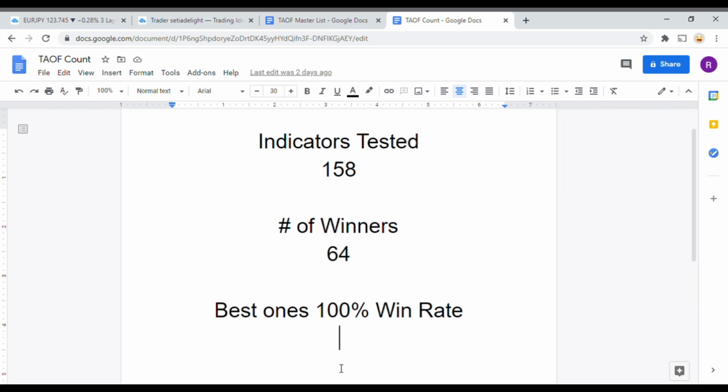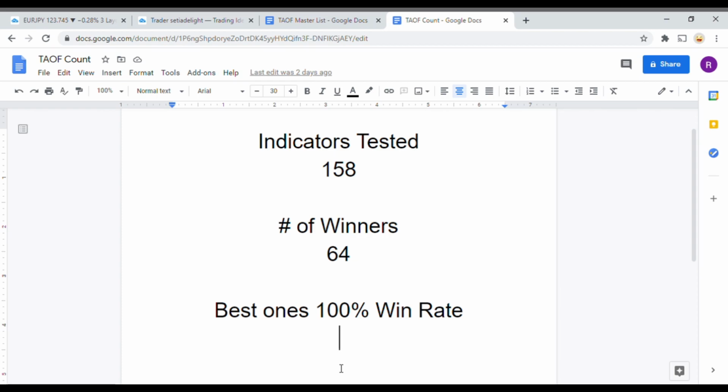So to date, we have tested 158 indicators, and out of those 158 indicators, 64 of them have been winners, which means that they have met or exceeded the 60% win-loss ratio threshold that we have set for them. The best ones so far were able to achieve a 100% win rate.